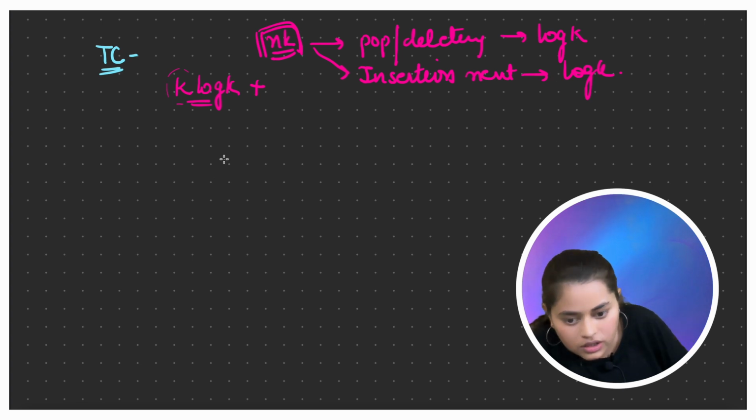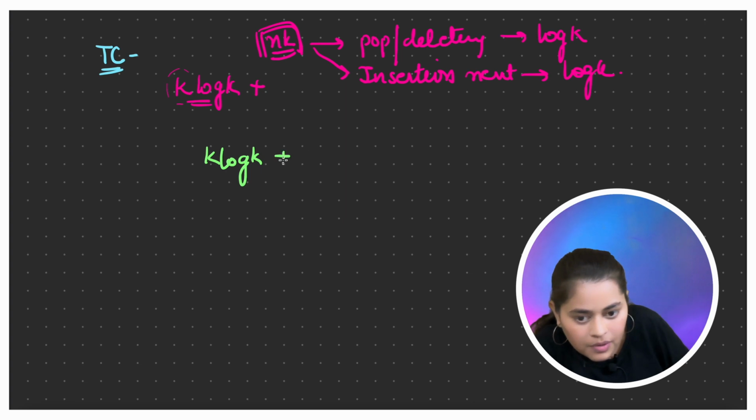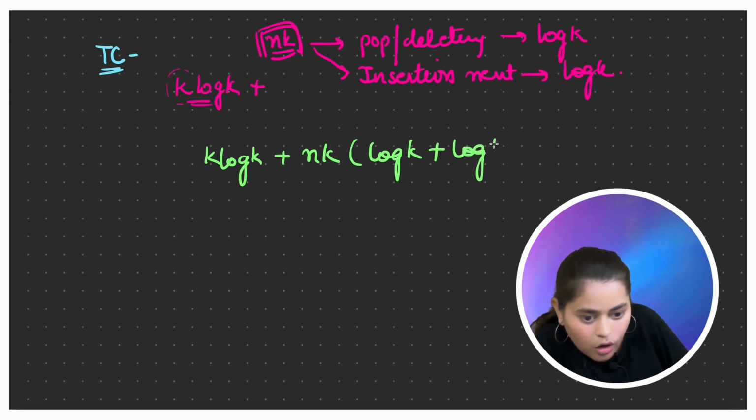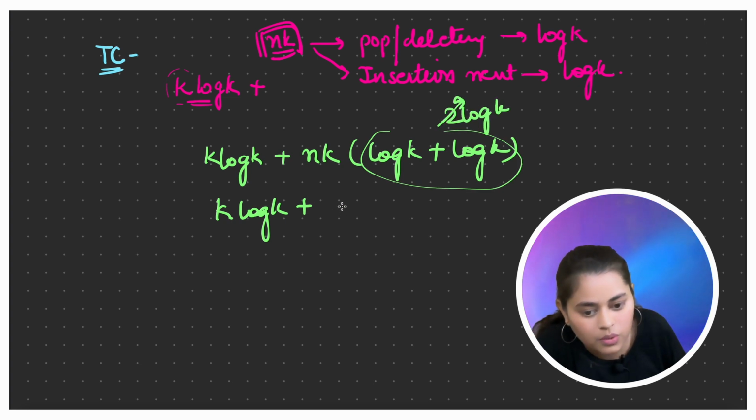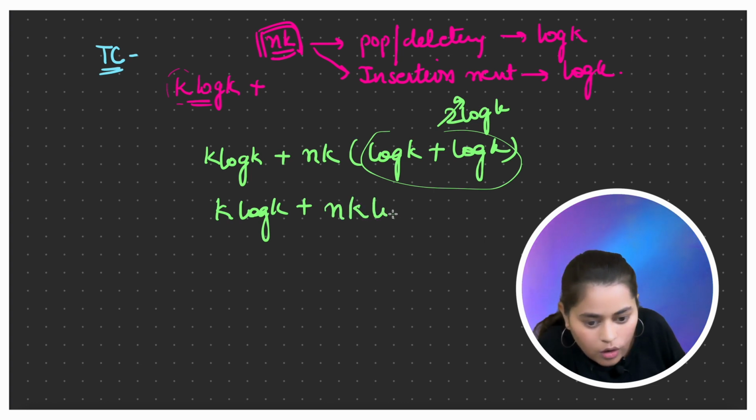So in total, how much time are we taking? K log k for creating the min heap, and then for every nk elements we are doing log k for deleting and log k for inserting. So it will be k log k plus 2 log k. Since 2 is a constant and we are talking about worst case time complexity, we can ignore it. So it will be nk log k.